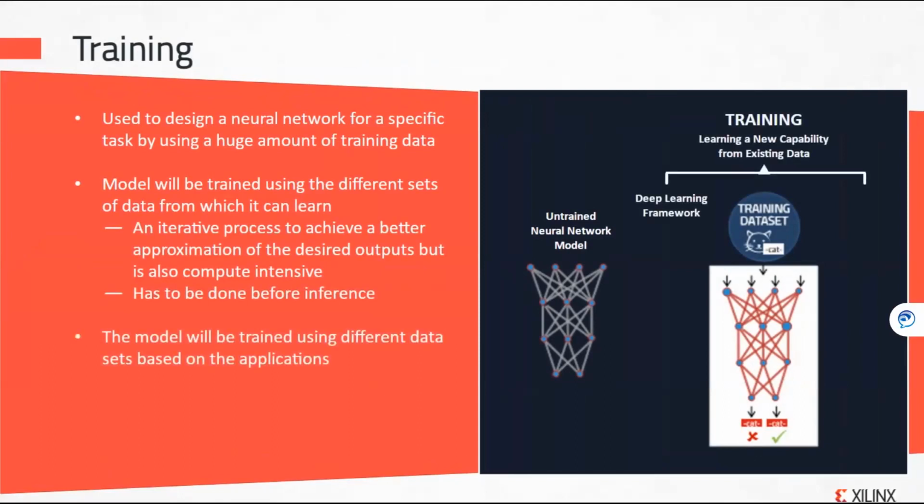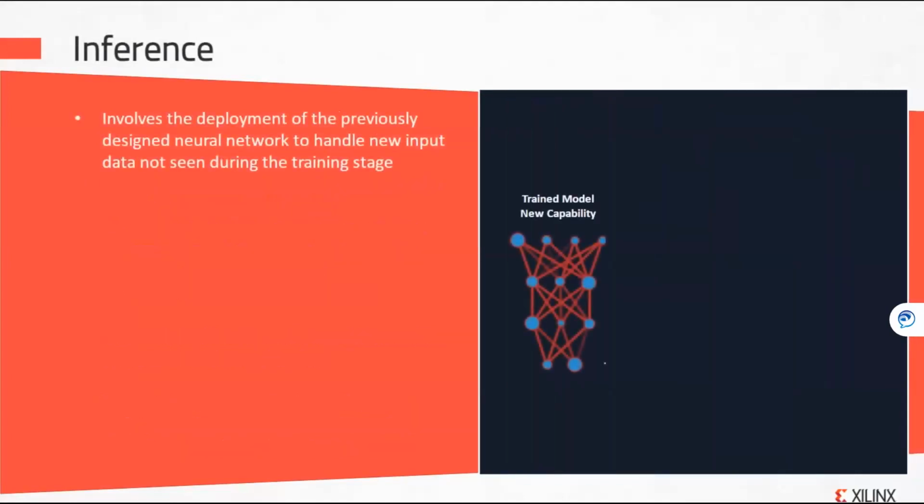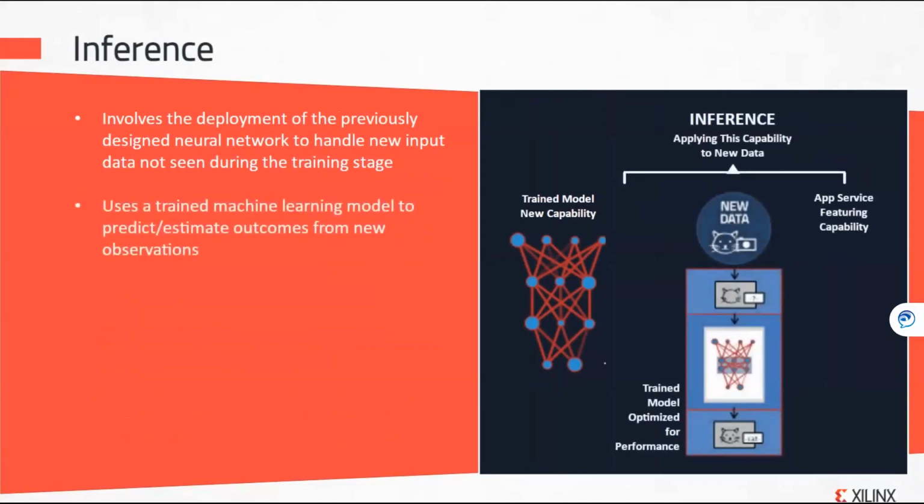The model will be trained using different datasets based on the applications. These datasets can vary depending on a variety of data, such as handwritten digits, images, handwritten characters, etc. The inference stage involves the deployment of the previously designed neural networks to handle new input data not seen during the training stage. Inference uses a trained machine learning model to predict or estimate outcomes from new observations.